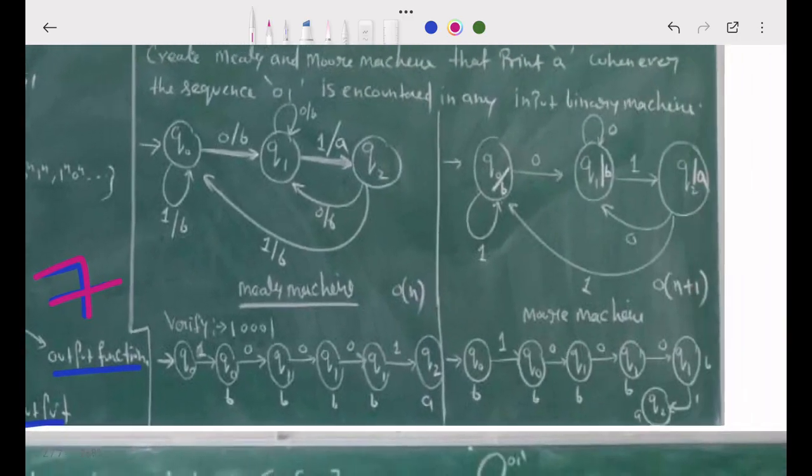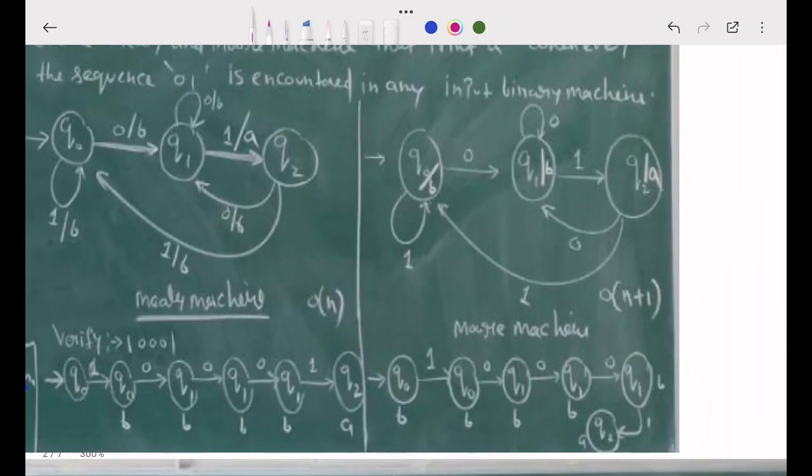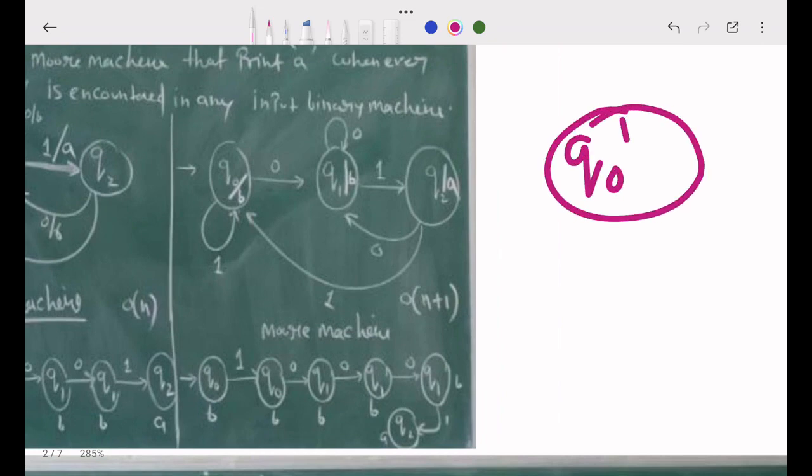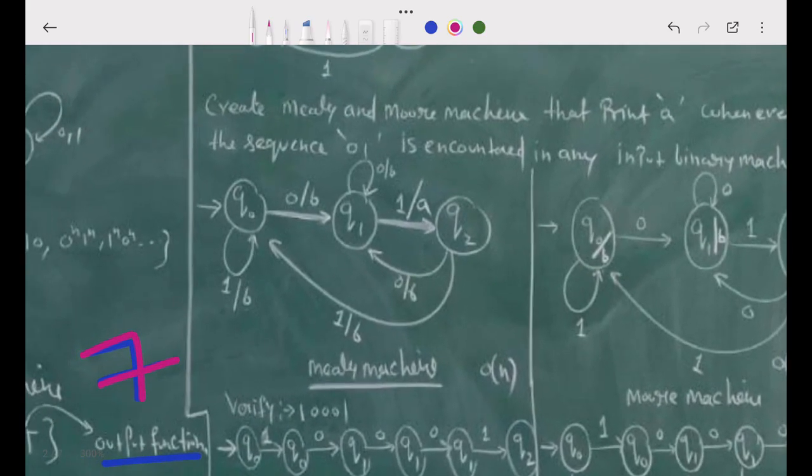Now this is the Moore machine. In the Moore machine, the output will be inside the state. Okay, output will be here. But in the Mealy machine, the output is associated with the input. Okay, you can see the input we have right here, slash, the output we have right here.